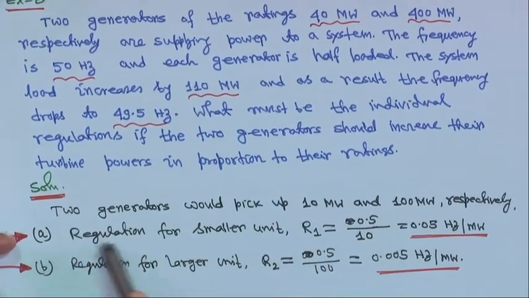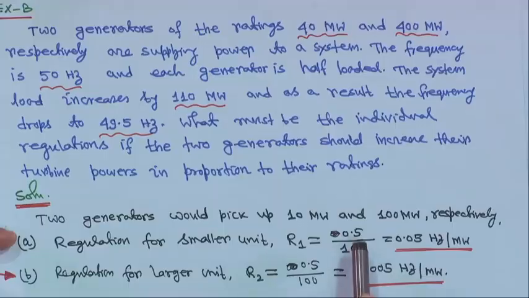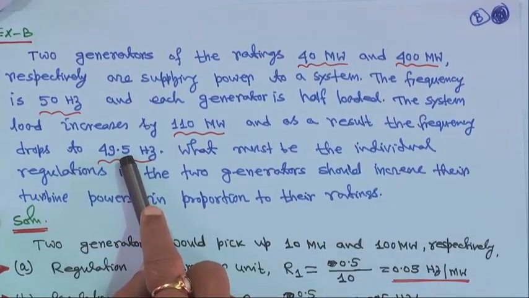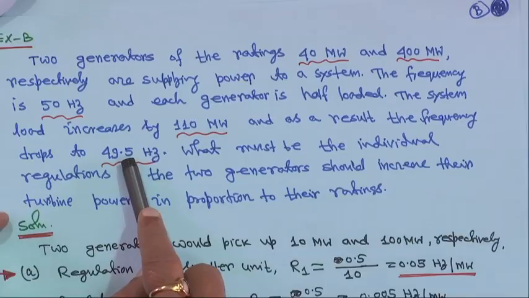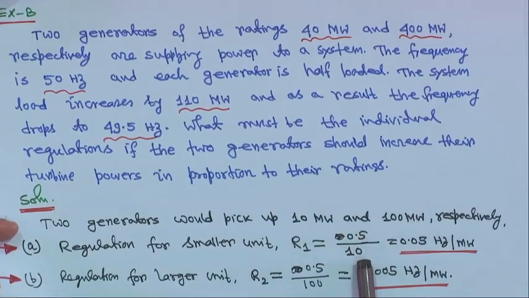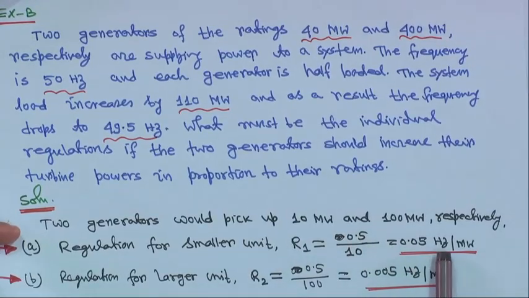So for part A, the regulation for the smaller unit R1 will be 0.5 upon 10, because the frequency drop is 0.5 hertz. It is 50 hertz and 49.5 hertz, so 50 minus 49.5 is 0.5 hertz. Therefore R1 will be 0.5 by 10, so 0.05 hertz per megawatt. A simple thing.